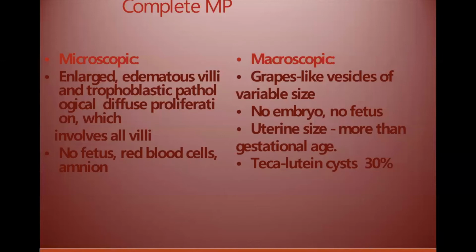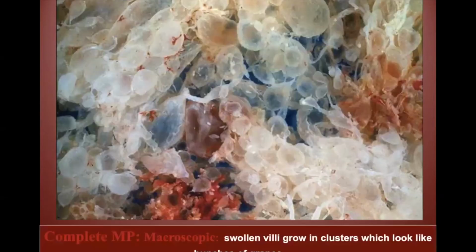Incomplete molar pregnancy, microscopically, has enlarged, adenomatous villi and pathological diffuse trophoblastic proliferation, which involves all villi. Again, no fetus, red blood cells, and no amnion. Macroscopically, there are grape-like vesicles of variable size, no embryo, no fetus, uterine size more than gestational age, and theca lutein cysts. Usually we have theca lutein cysts in probably 30% of all trophoblastic disease pregnancies.